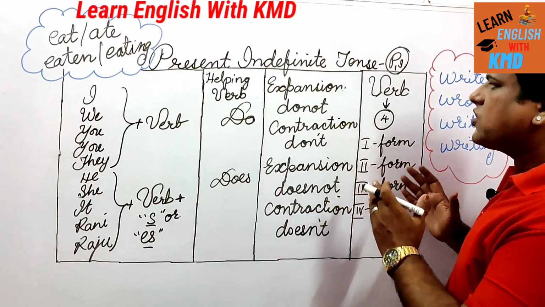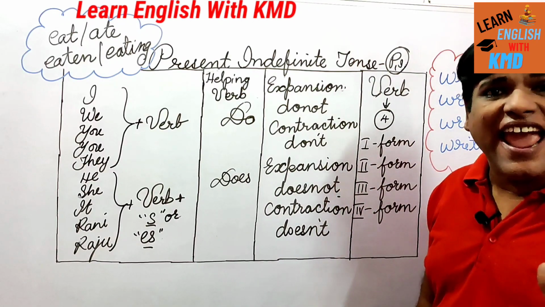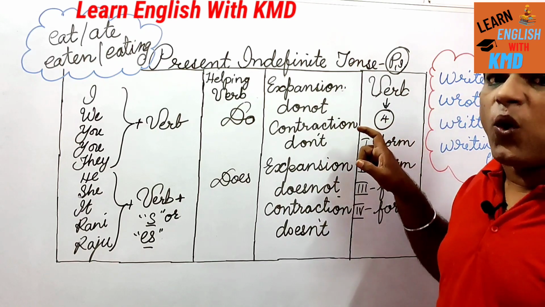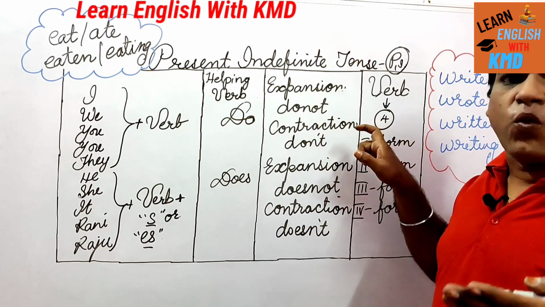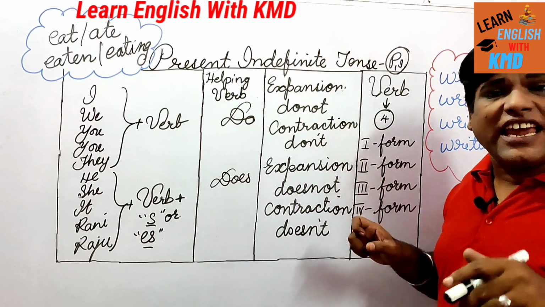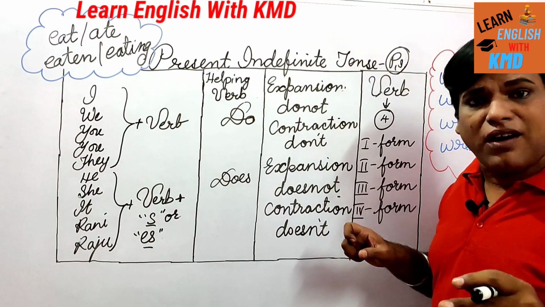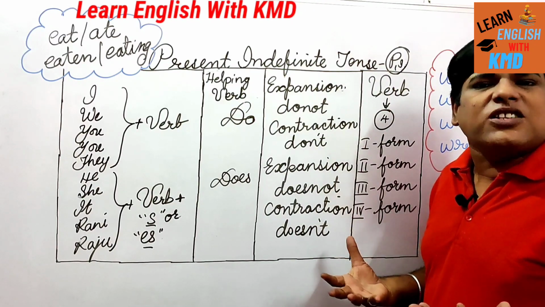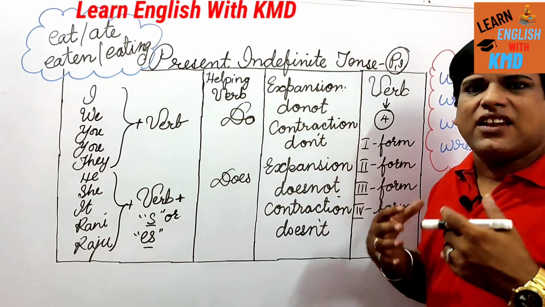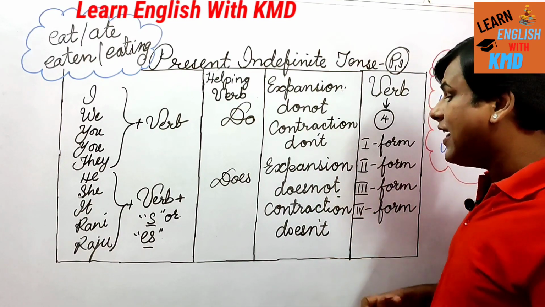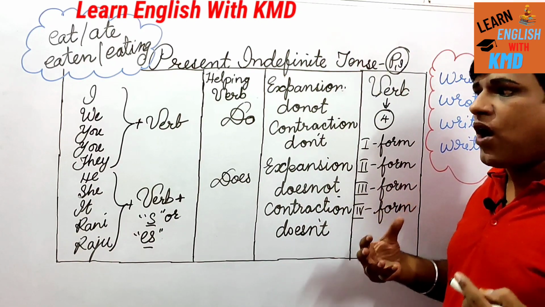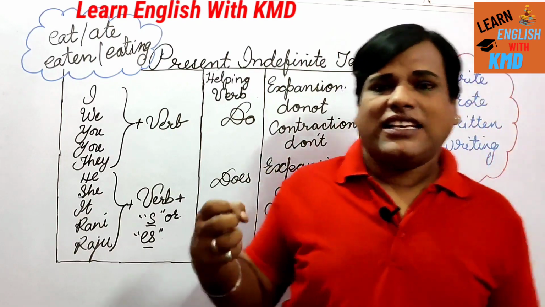Well, moving on to the next concept, we have verb. Yes, verb. As you can see, verb is classified into four. Verb is divided into four: first form of verb, second form of verb, third form of verb, and fourth form of verb. We also refer to them as V1, V2, V3, and V4. I'd like to give you an example here.